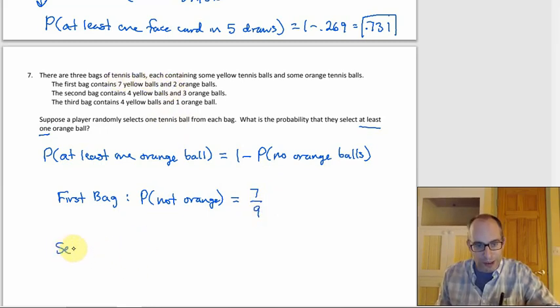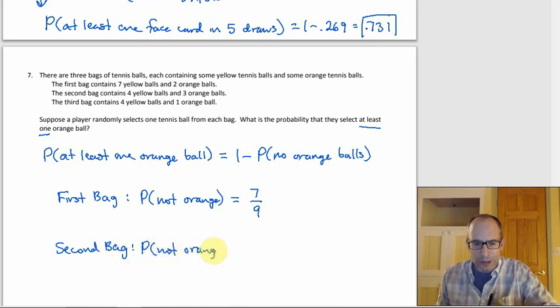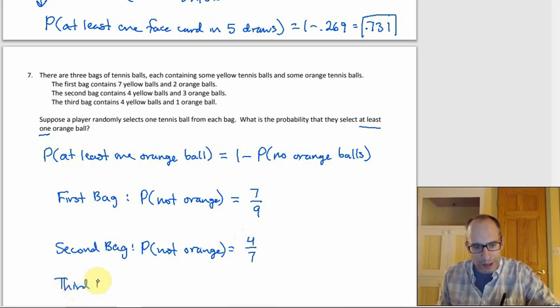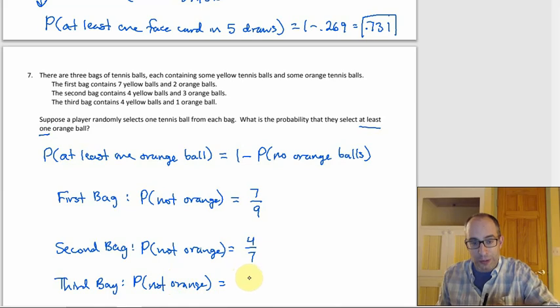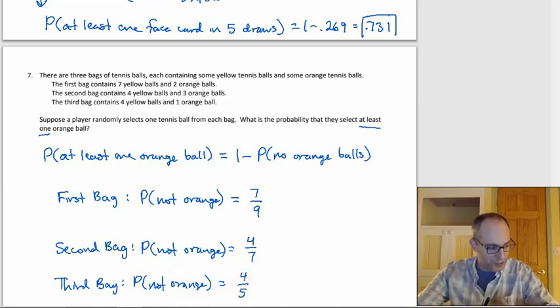Then for the second bag, we can do the same thing. The probability of not orange. Let's see, there are 4 yellow, 7 total, so 4 out of 7. And then for the third bag, the probability of not orange, there are 4 yellow, so 4 not orange, out of 5 total, so 4/5.